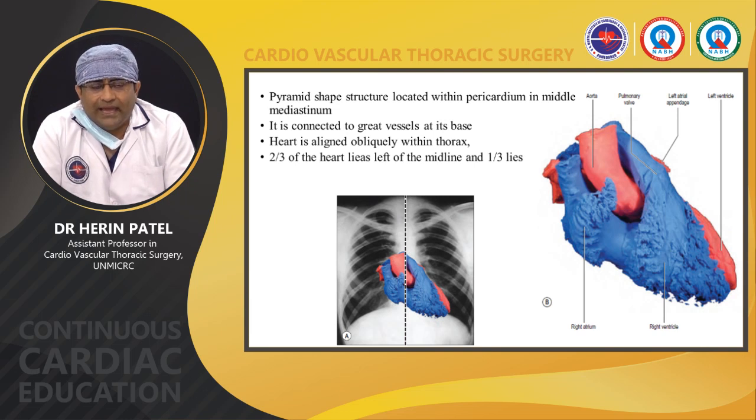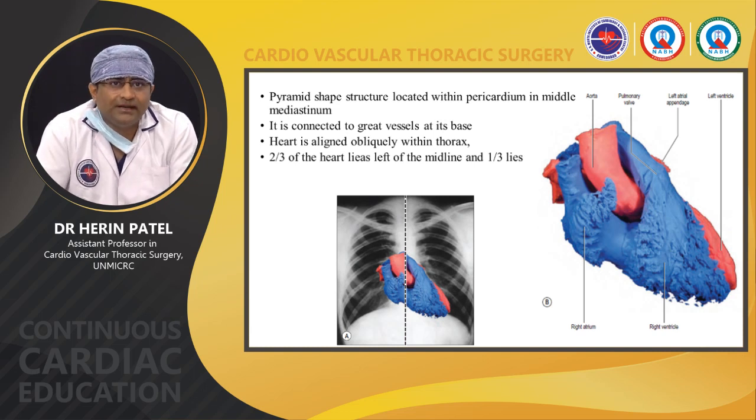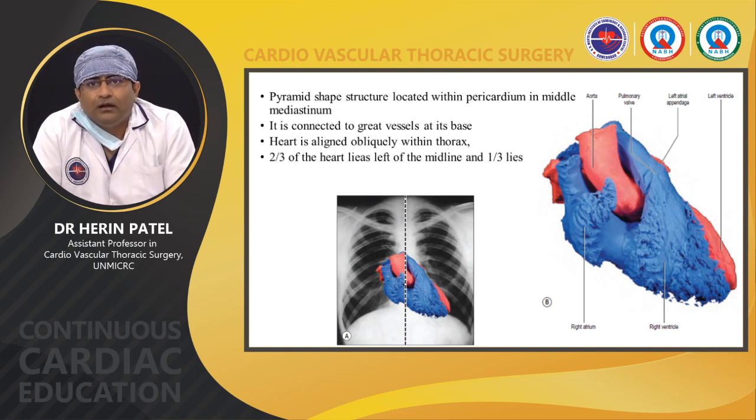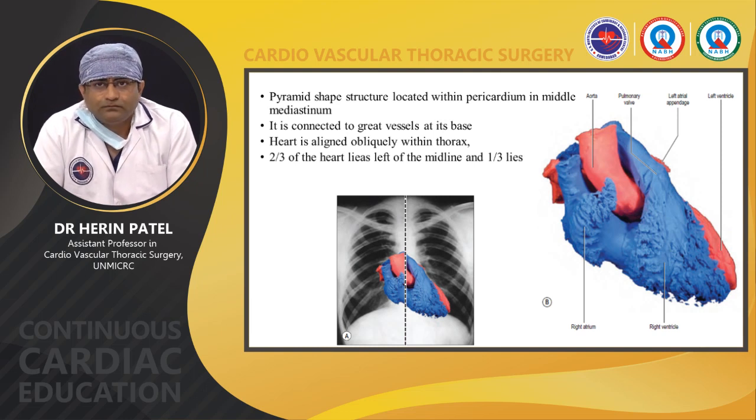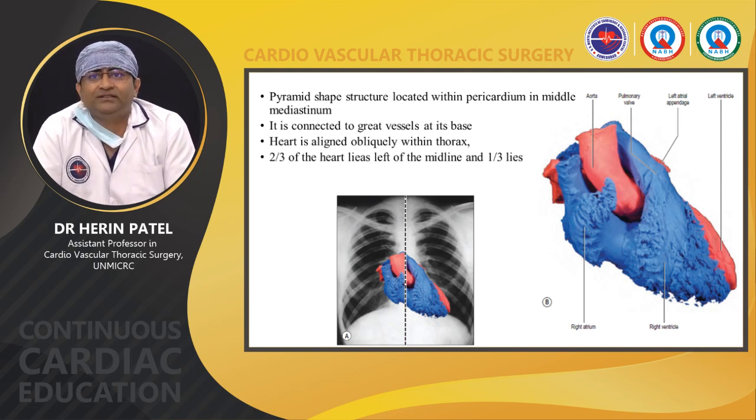You can see in the X-ray the vertical line which shows the longitudinal axis of the body, and you can see two-thirds of the heart lies on the left side of the midline and one-third of the heart lies on the right side of the midline. On the right side, the figure shows the blue area which is the venous return of the heart, and the red area shows the arterial outflow from the left ventricle, the aortic arch and its vessels.